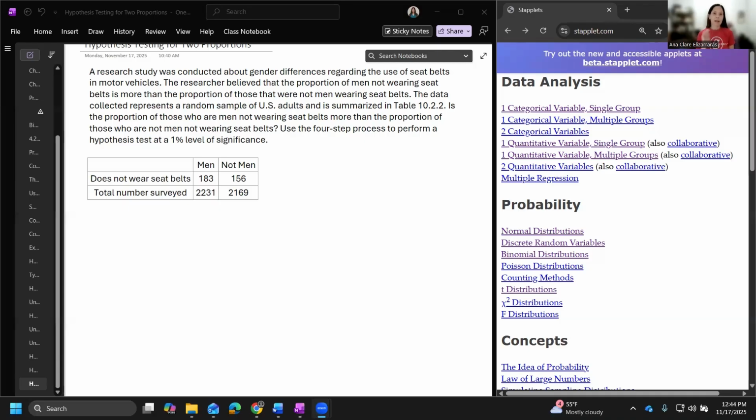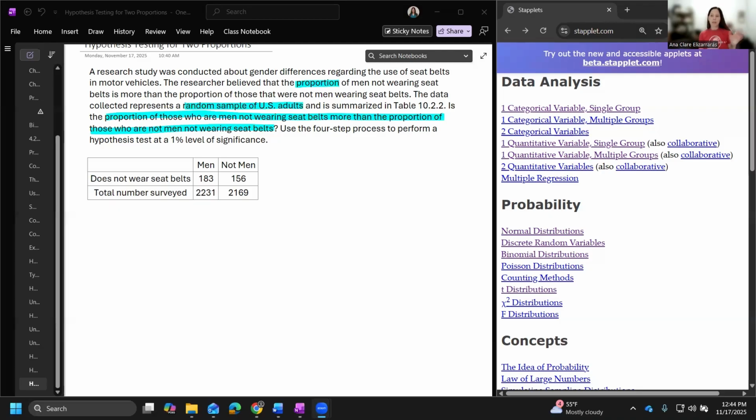So this question says, a research study was conducted about gender differences regarding the use of seatbelts in motor vehicles. The researchers believe that the proportion of men not wearing seatbelts is more than the proportion of those who were not men not wearing seatbelts. The data collected represents a random sample of U.S. adults and is summarized in the table below. Is the proportion of those who are men not wearing seatbelts more than the proportion of those who are not men not wearing seatbelts? Use the four-step process to perform a hypothesis test at alpha equals 1% level of significance.